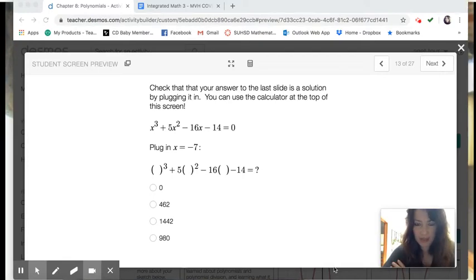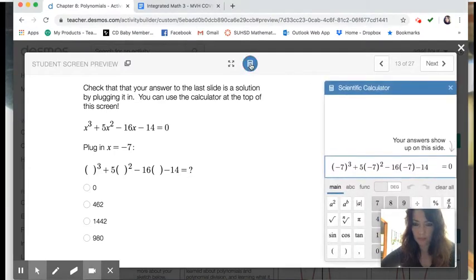It says, check that your answer to the last slide is a solution by plugging it in. You can use the calculator at the top of this screen. Okay, so we're going to plug in -7 in all these x values to see what we get. So using our calculator, I have already plugged it in.